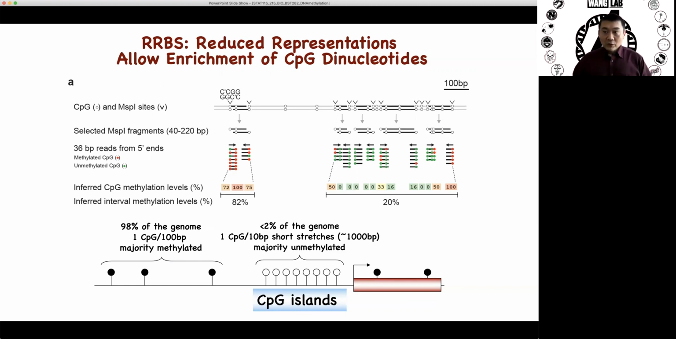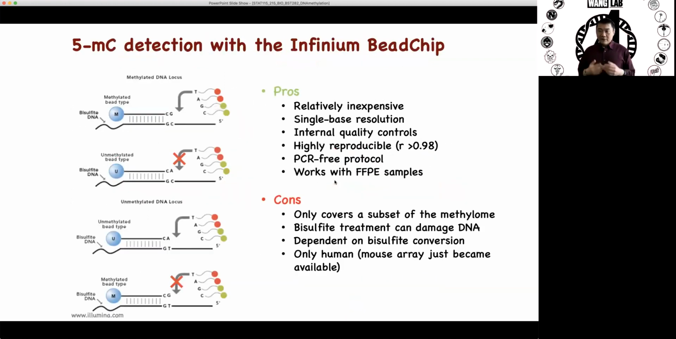As a result, you don't sequence the whole genome, but you sequence a fraction of the genome, and your per-CpG cost is going to be much, much better, right? This is the advantage of reduced representation bisulfite sequencing. Further, you can reduce that even more by using arrays, right?